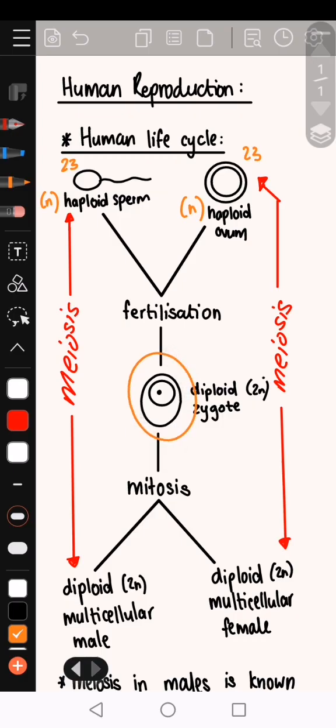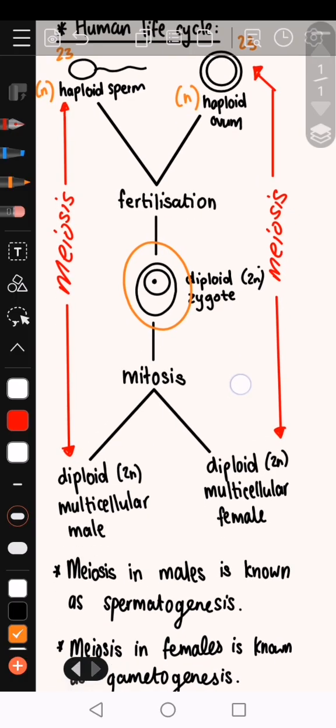And obviously this diploid zygote, in order to differentiate, in order to get cells, will have to undergo the process of mitosis to grow and to repair itself and to create all the necessary structures that are important for the zygote to develop. And as the zygote develops, the diploid zygote will eventually form a diploid multicellular male or a diploid multicellular female.